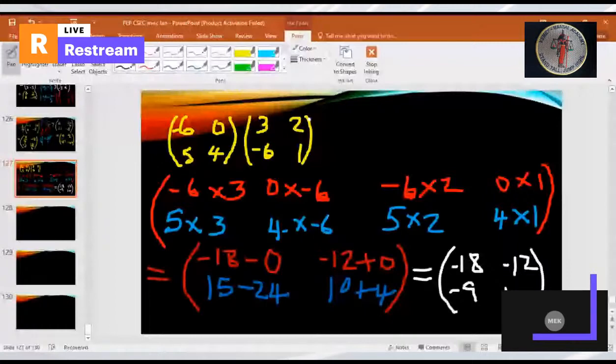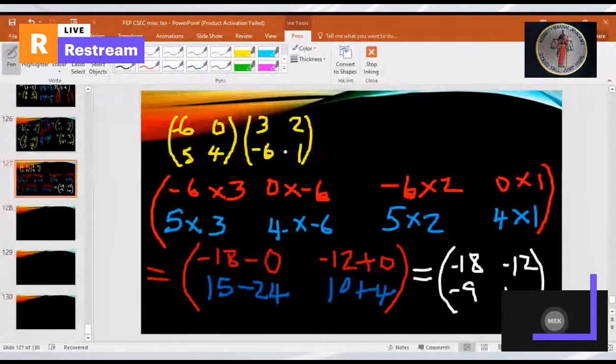So row by column: it's negative 6 times the 3 and 0 times negative 6, and then negative 6 times the 2 and 0 times 1. That's the first row. Now we go to the second row and multiply it by each column: 5 times the 3, 4 times negative 6. Then 5 times the 2, 4 times 1.